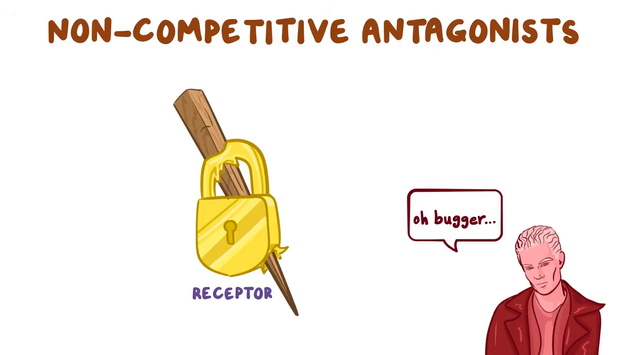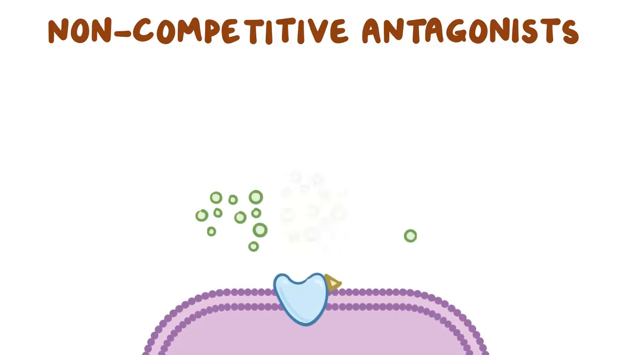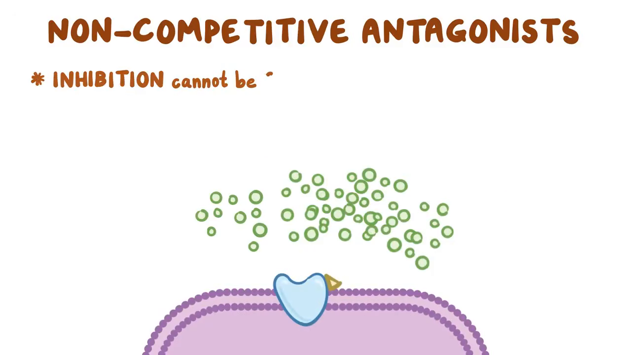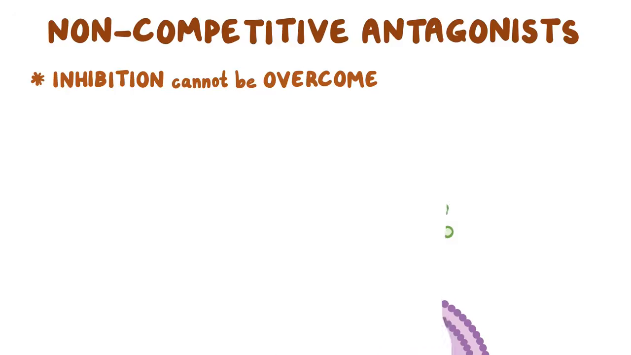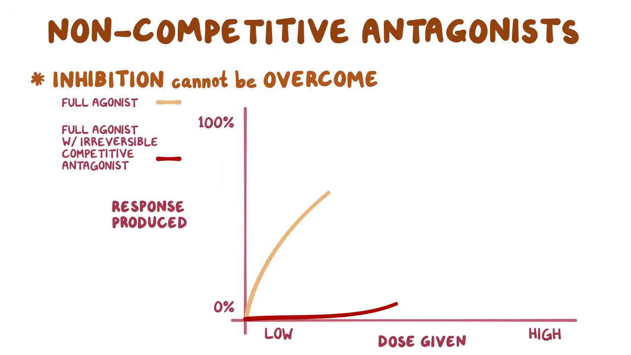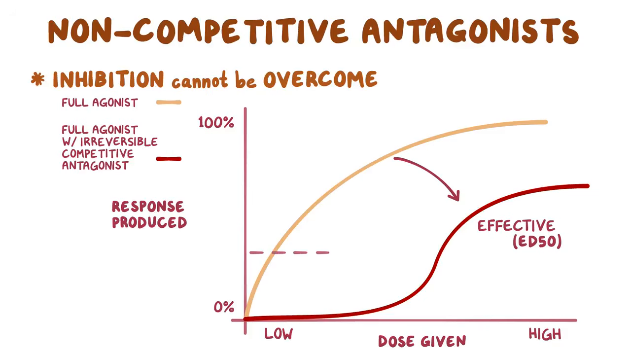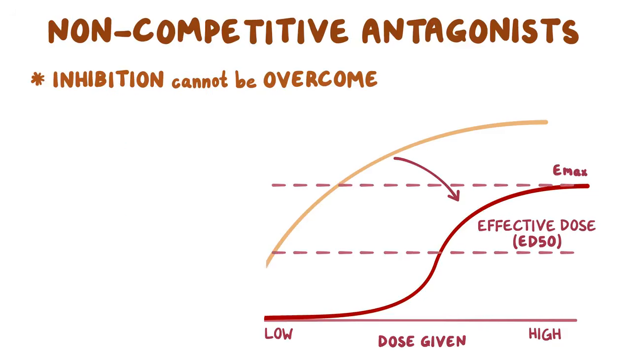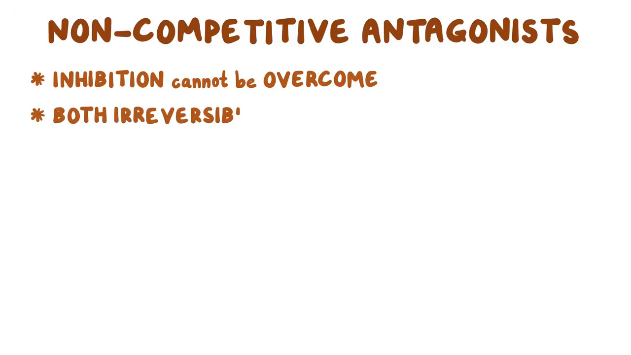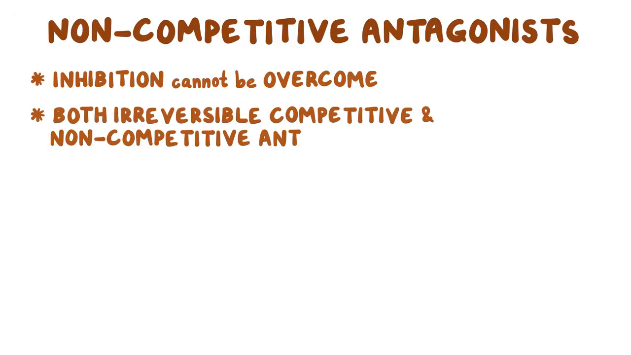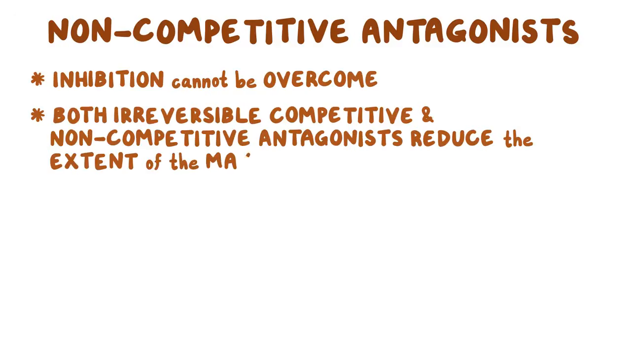And just like in irreversible competitive antagonists, even if we increase the levels of the ligand, this inhibition cannot be overcome. So, once again, the curve shifts to the right, increasing the effective dose, and down, reducing the maximal effect. In other words, both irreversible competitive and non-competitive antagonists reduce the extent of the maximum response that can be achieved by any dose of the agonist.